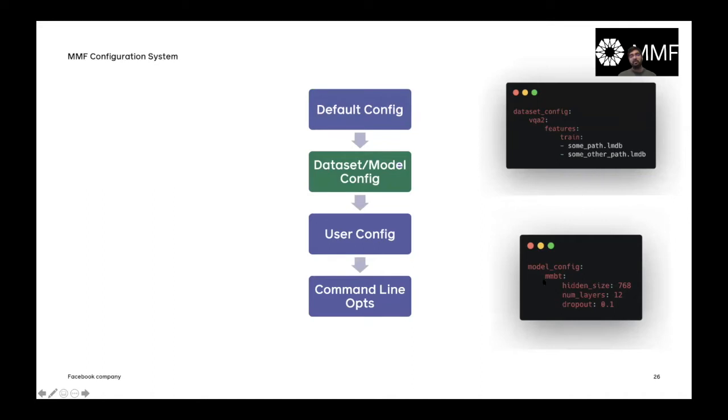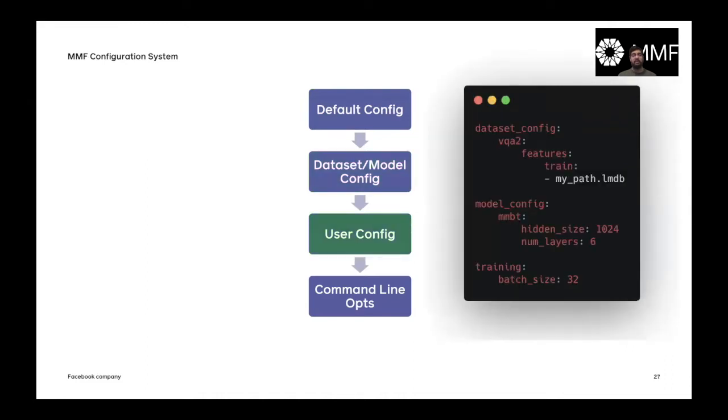And similarly for model config, MMBT can have its own parameters which are different from other models, like hidden size, number of layers, dropout. So we do provide default configs for each of the models and each of the datasets that we have, but you can override them in the user config, which comes in higher priority than the previous one.